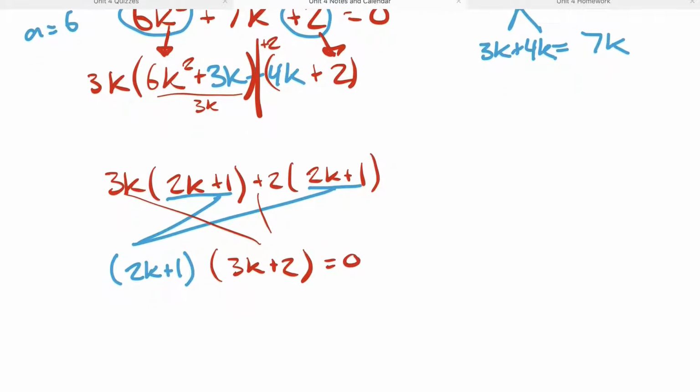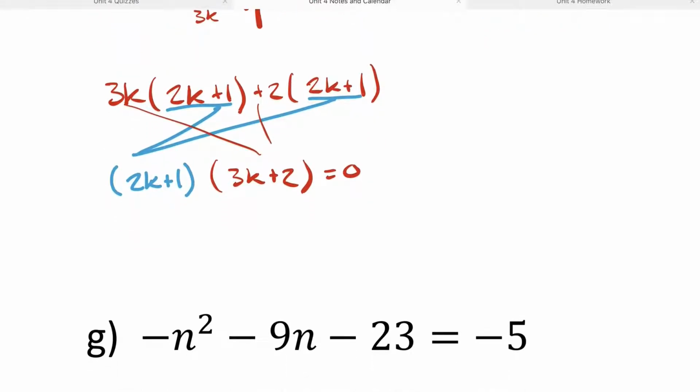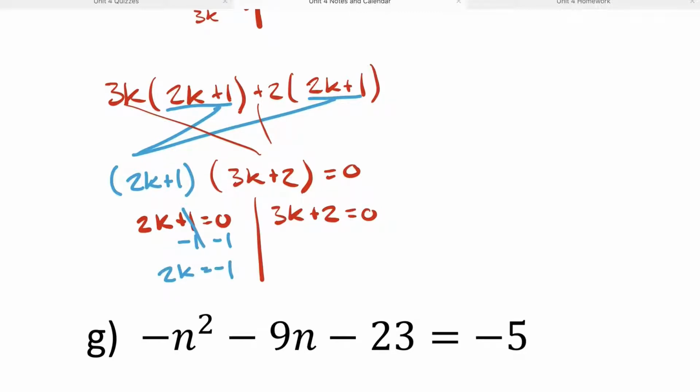So this is a good example of where you can't just go really easy and find what the two solutions are. Here you would want to set each factor equal to 0, and then we would need to solve. So here we'd subtract 1 from both sides. That gives us 2k equals minus 1. And then we'd divide both sides by 2. And we'd get k equals -1/2.